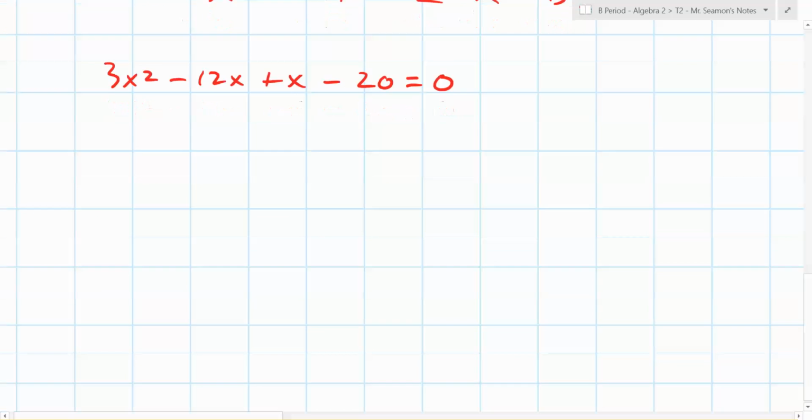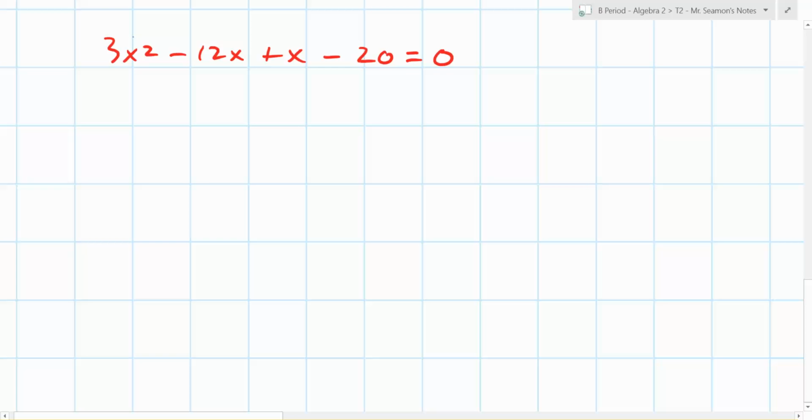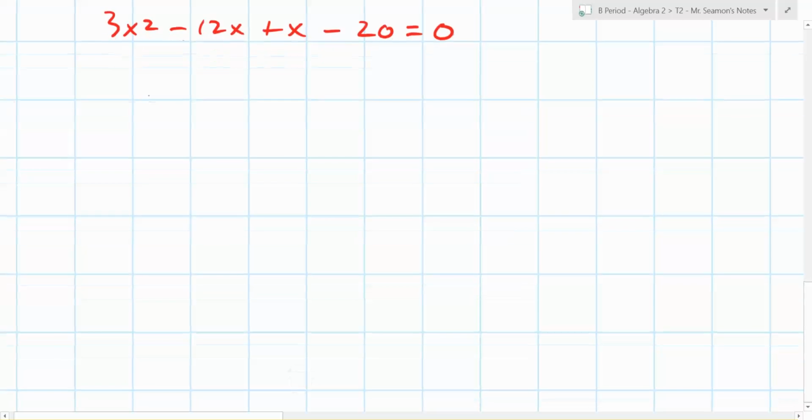Are any like terms present now? You see any like terms? Yeah, what are they? -12x and x. Correct. So they combine, and what do you get, Chris? 3x squared minus 11x minus 20 equals 0.